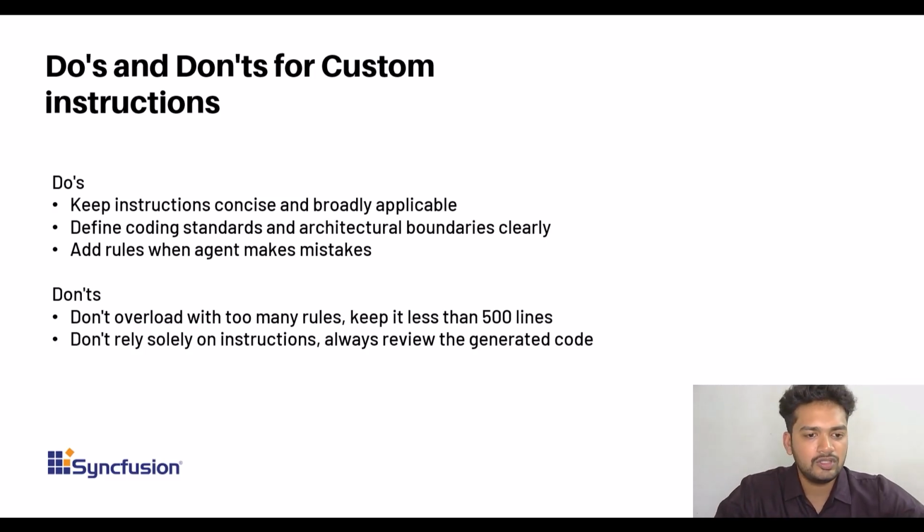And here are some of the don'ts we should follow. Don't overload the instructions. Keep it simple and keep it under 500 lines. And don't skip human review every time. Here the goal is guided autonomy, not blind automation. And now let's see how to create a custom instruction in Code Studio.